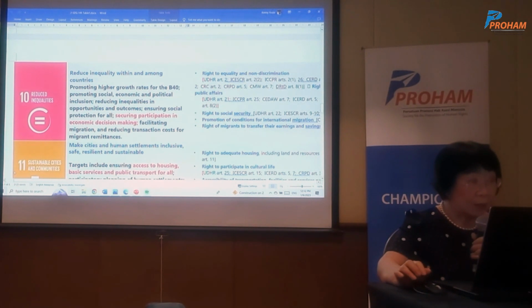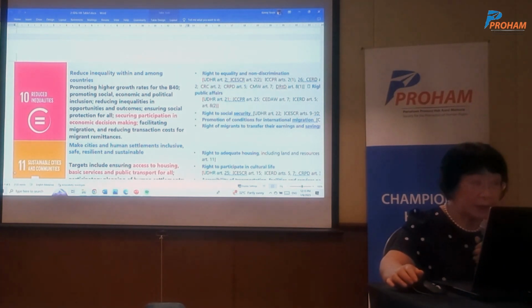Number 10, reduce inequalities, to promote higher growth rates for the D40s, promote social, economic, and political inclusion, reduce inequalities in opportunities and outcomes, ensure social protection for all, securing participation in economic decision-making, facilitating migration and reducing transaction costs for migrant remittances.